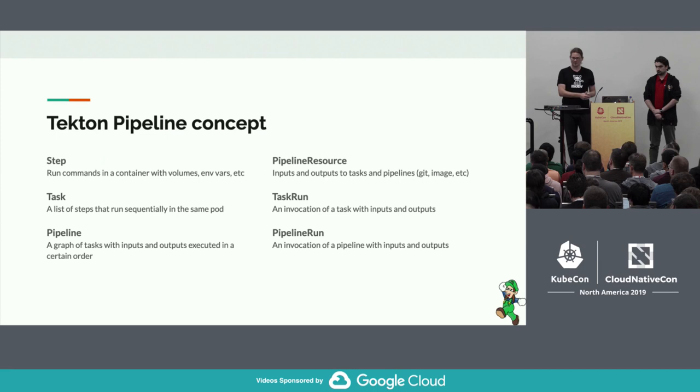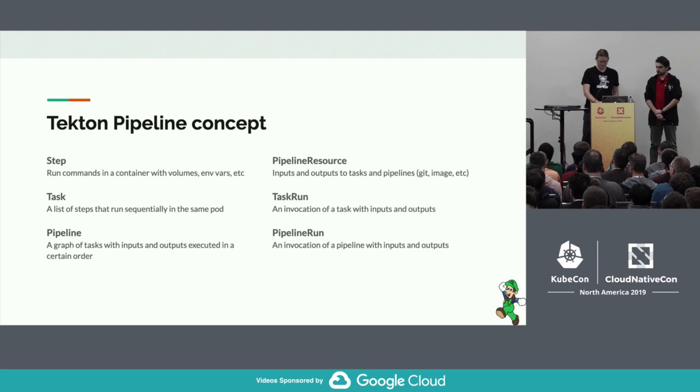All these tasks and pipeline resources allow you to define the static structure, if you will, of your pipeline. But to actually run it, you need extra resources. The pipeline run is what you need to trigger a pipeline. If you're working with tasks, you can use a task run to trigger a task directly. Otherwise, when you trigger a pipeline using a pipeline run, all the corresponding task runs will be created for you.